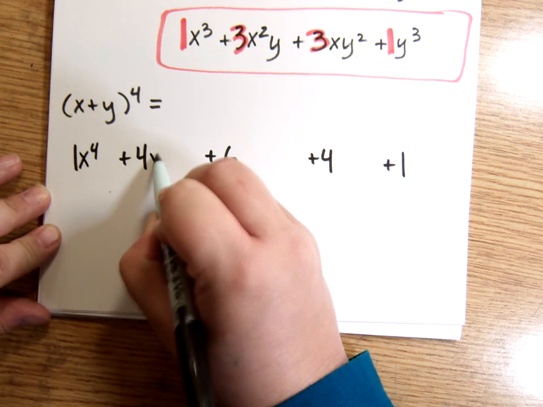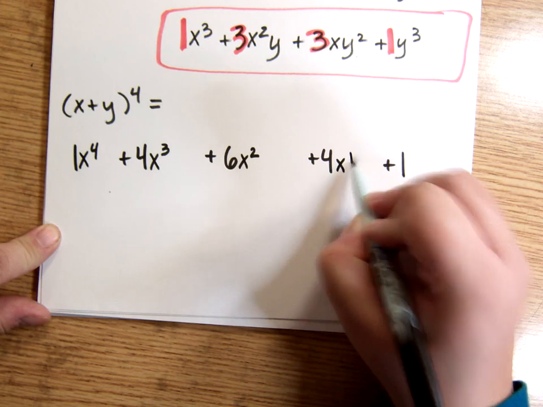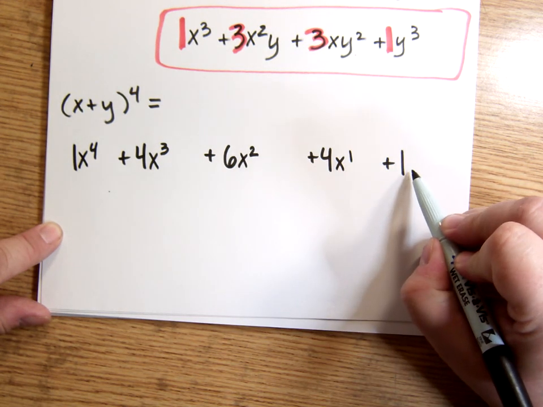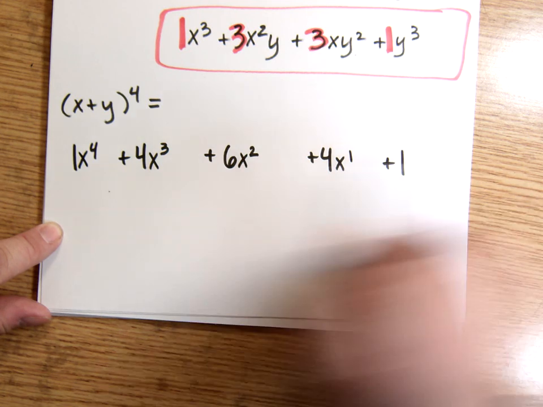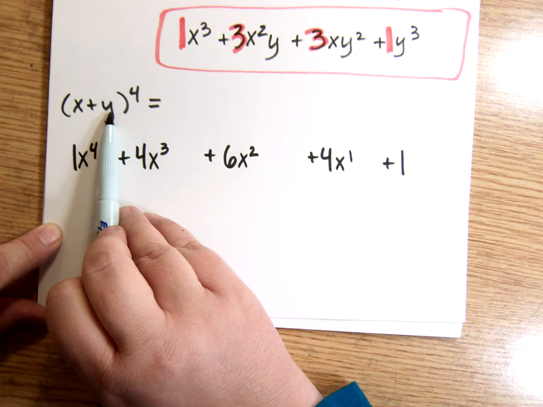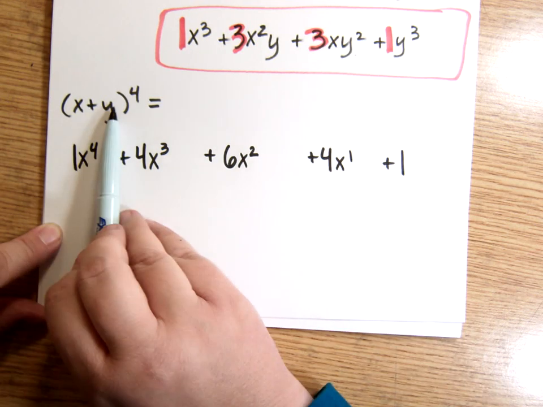Then I'm going to count down, x to the third, x to the second, x to the first, and then I've got x to the 0, but I really don't have to write that. So 4, 3, 2, 1, 0. Then I go to the second term. There's a pattern for the second term. Basically 3 patterns. One was the coefficients, then the first term, then the second term.